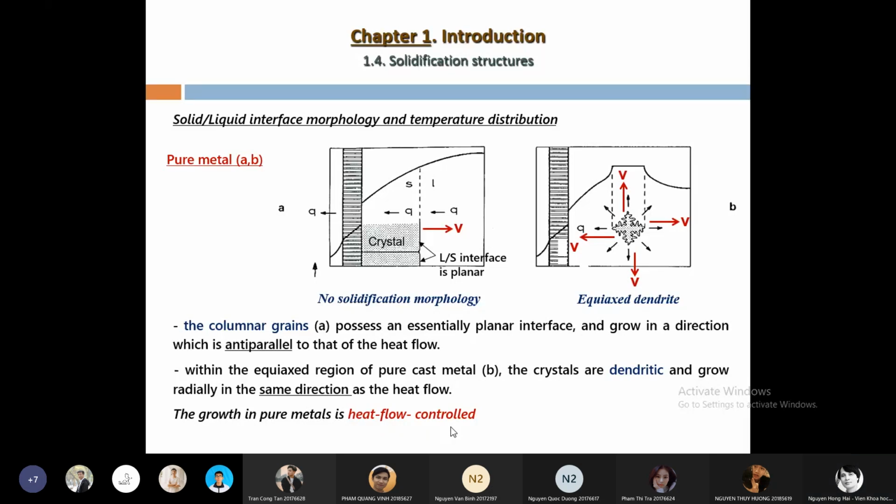So you can distinguish very clearly two kinds in the pure metal: columnar solidification like this, and the equiaxed solidification. This is in the case of the pure metal.